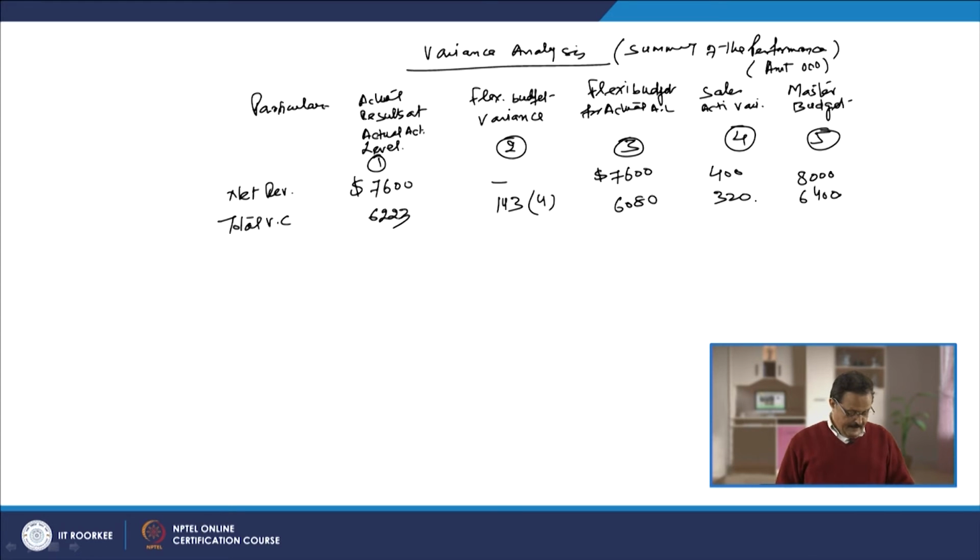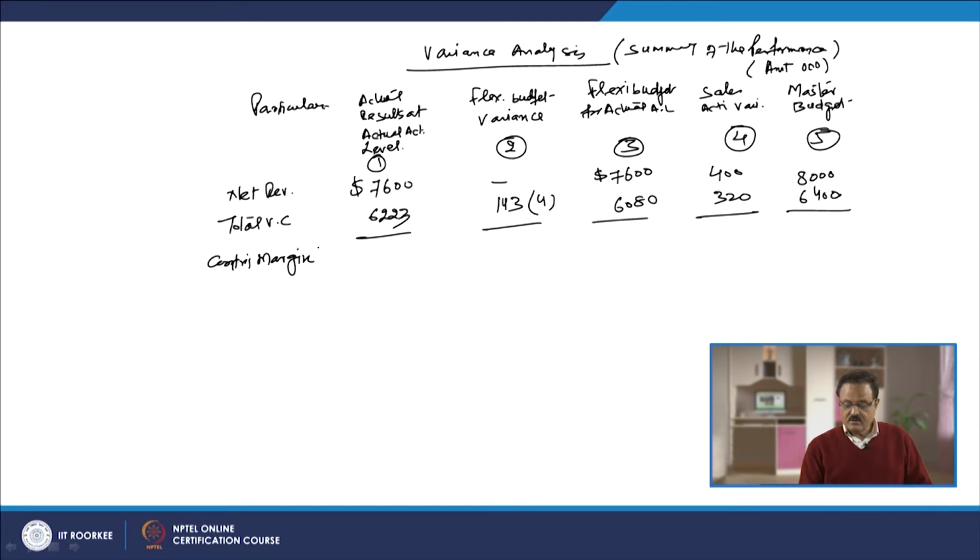So now we have taken the net revenue and the total variable cost, and we calculate the contribution margin. What is the contribution margin here? It is 1377. The revenue level is 7.6 millions and your total variable cost is 6.223 millions, so the actual contribution margin is 1,377,000. If you look at the contribution expected at the flexible budget level, 7,600 minus 6,080, that was expected to be 1,520.